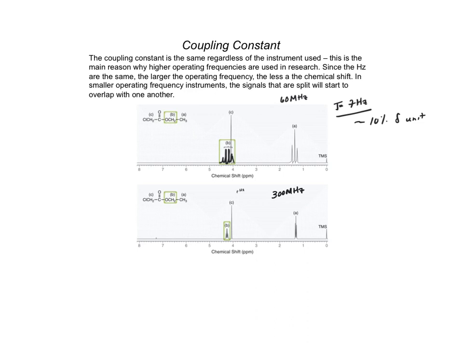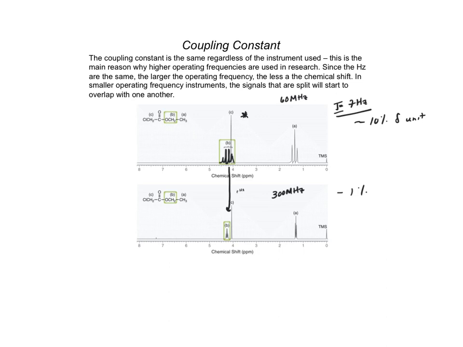If you were to take that exact same coupling constant and use, let's say, a 300 megahertz instrument, then 7 hertz in a 300 megahertz instrument is only like 1/100 of a delta unit, right? So because of that, these signals actually get to be resolved, and they're not going to overlap with respect to one another. So this is one of those big things about why a higher operating frequency instrument is better. It's because in lower operating frequency instruments, these really high J values are going to overlap, and we're not going to be able to discern all of the signals because of that.